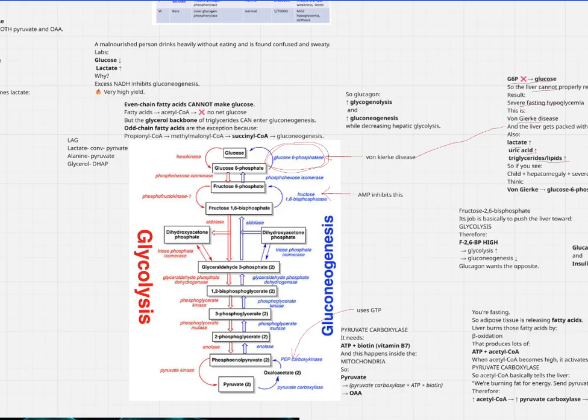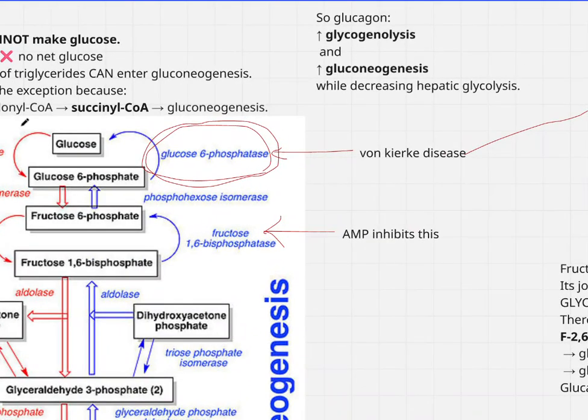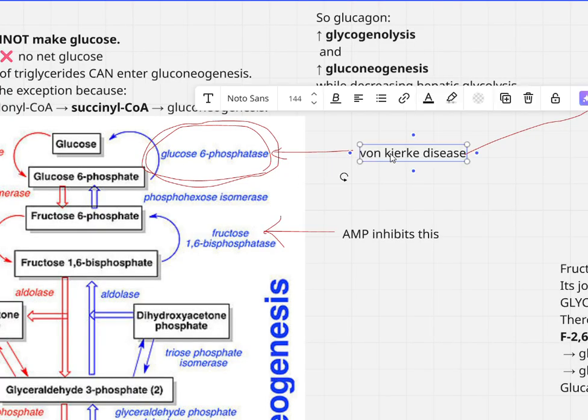The only pathway you need to remember in your head is basically the pyruvate carboxylase, the oxaloacetate, the PEP carboxykinase, and then we need to remember this fructose 1,6 bisphosphatase, which was being inhibited by AMP, and then we had the glucose 6 phosphatase, which was absent in von Gierke disease. I don't know why I've written von Gierke disease wrong. This is so funny. This is supposed to be von Gierke.